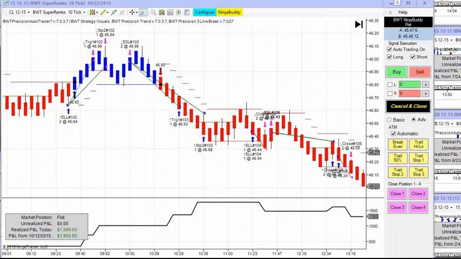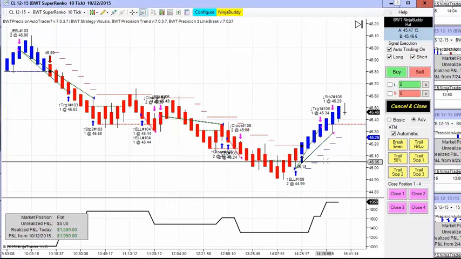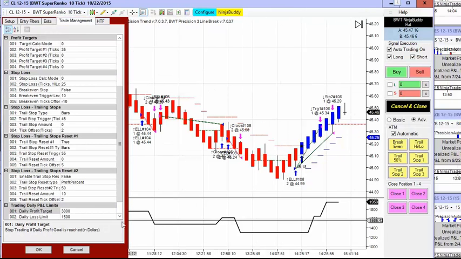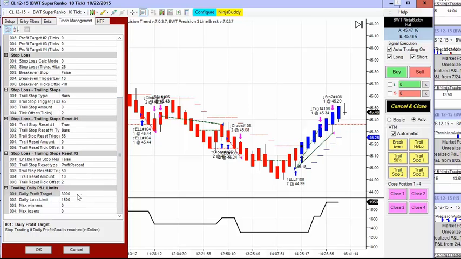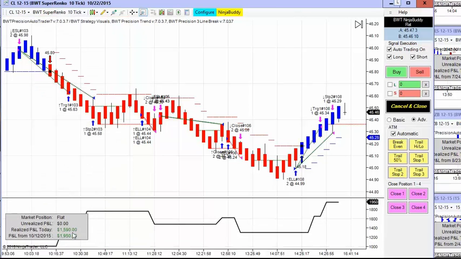Okay, next up is the crude oil contract, the December contract on the Super Renko 10 tick. And you can see a couple of nice winners off the open, a small loser, a winner, a small loser, and then a strong close. And I believe it probably hit its profit goal. No, I have a pretty high target on here. So anyway, that was the close of trading, and it closed with 1590 P&L on two contracts.